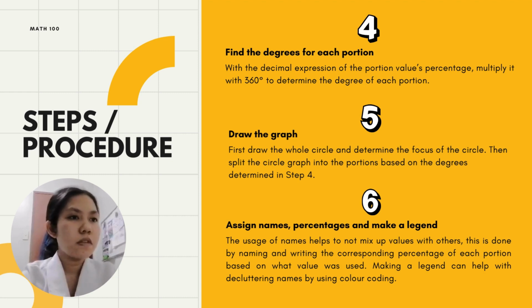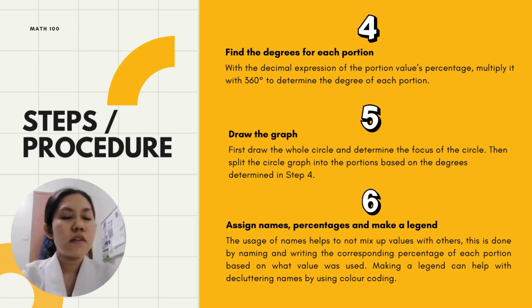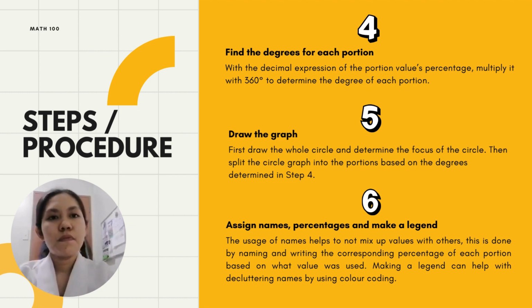Now, the last step is to assign names, percentages, and make a legend. The usage of names helps to not mix values with others. This is done by naming and writing the corresponding percentages of each portion based on what value was used. And then making a legend can help with decluttering names by using color coding. This last step is all for the sake of organization so that the circle graph is easily absorbable and so that it can easily be viewed by other people and understood.